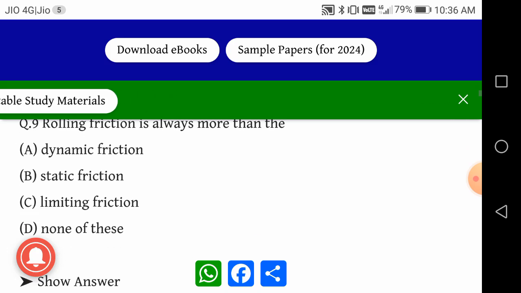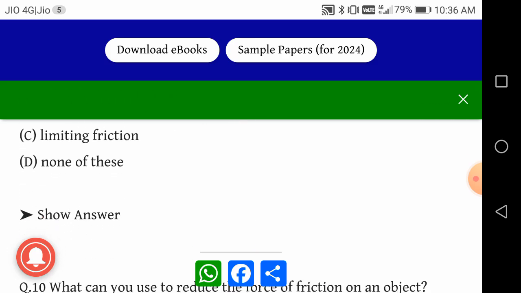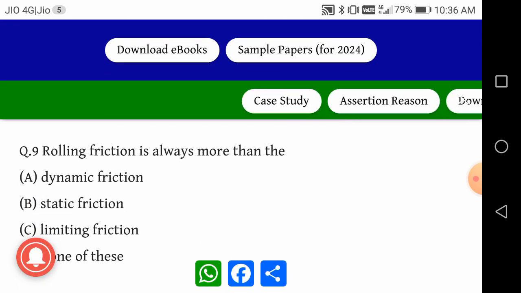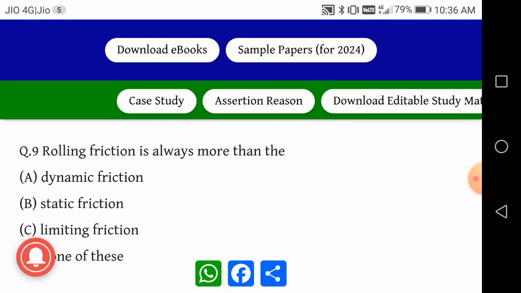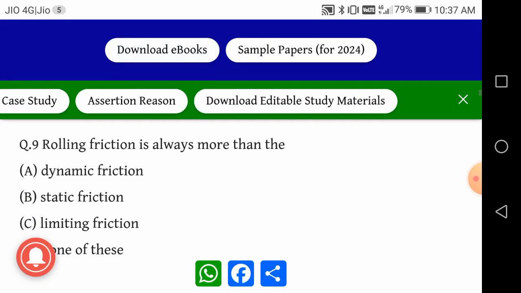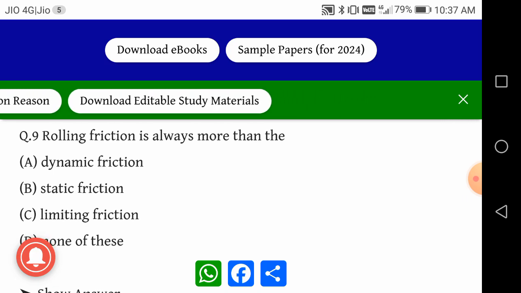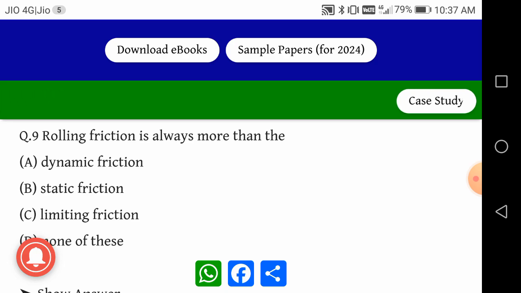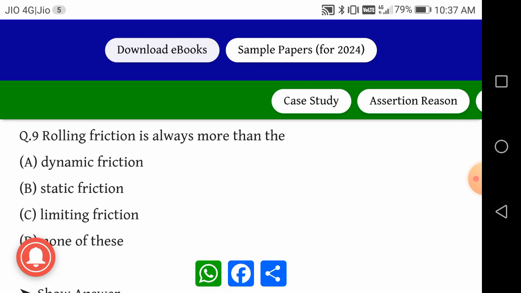Rolling friction is always more than, it is going to be more than none of the above, because it is going to be less than all of these. Dynamic friction, that is the friction when bodies have relative motion. Static friction, the friction when the bodies are at rest relative to each other. And limiting friction, it is the maximum force of friction acting when one body is on the point of sliding over the other body.